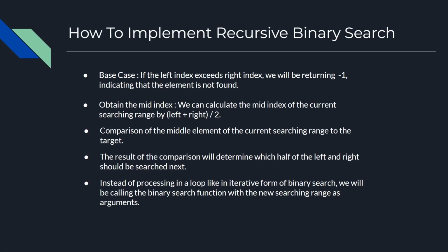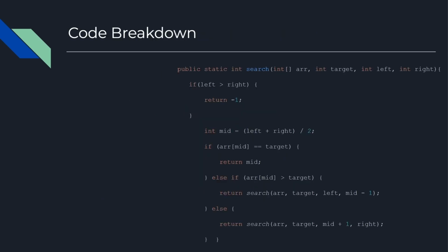Step 4. Recursive function calls. Now, instead of using a loop like in the iterative form of binary search, we call the binary search function recursively, with the updated range as parameters. So depending on the comparison, each recursive call narrows down the search range just like a loop would in the iterative version. But here we're just using function calls. Let's walk through the code for recursive binary search.